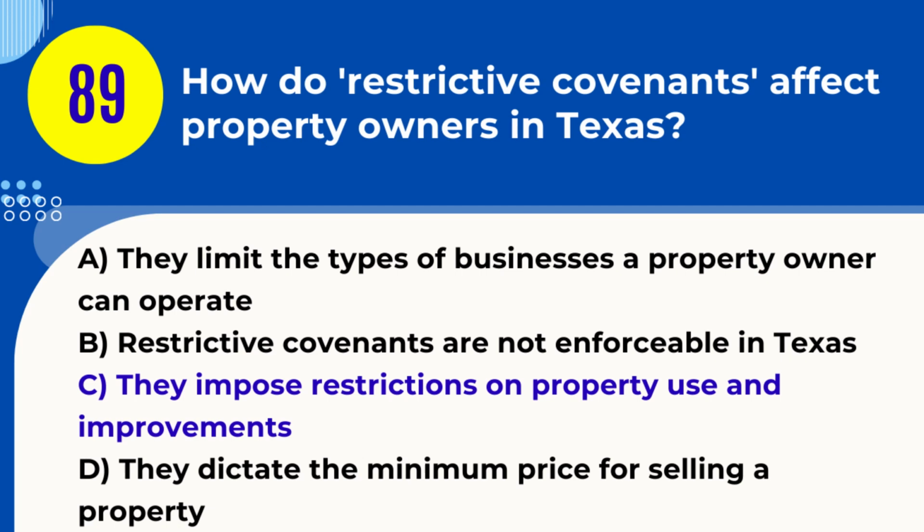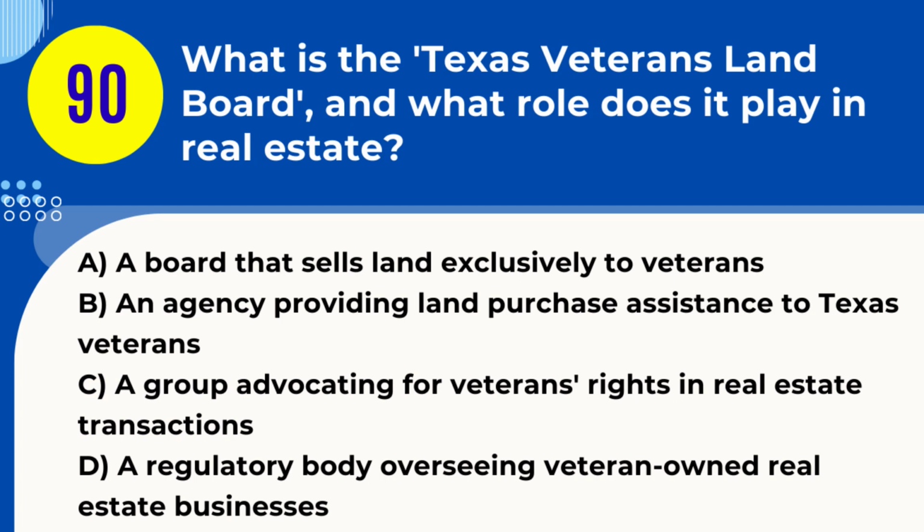Question 90. What is the Texas Veterans Land Board, and what role does it play in real estate? A. A board that sells land exclusively to veterans. B. An agency providing land purchase assistance to Texas veterans. C. A group advocating for veterans' rights in real estate transactions. D. A regulatory body overseeing veteran-owned real estate businesses.